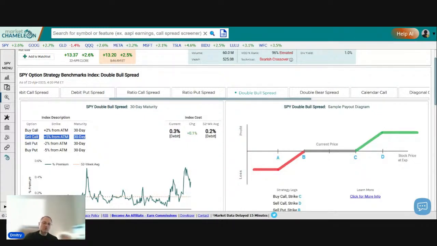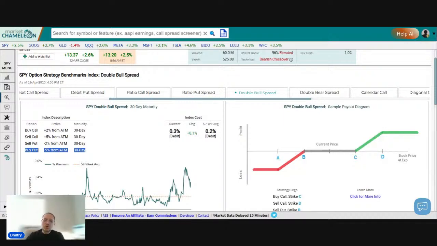What about the put spread, where we're looking at a 2% out of the money put, selling that, buying a 5% out of the money put. We do it by percentages because this way we create that synthetic option, and then we're comparing apples to apples as we go. So what's the cost of that strategy currently?